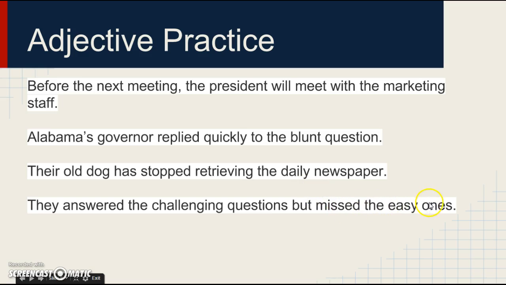But missed the easy ones. Ones would be a noun here. It's a thing. Okay. What kind of ones? Easy. Easy is an adjective describing ones. Usually when you see the word the, there's usually a noun soon after it.